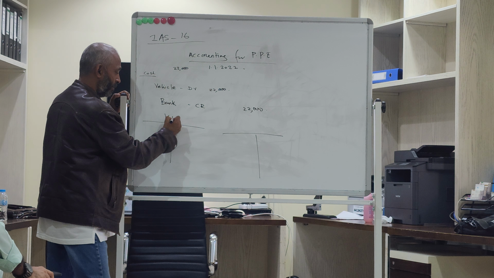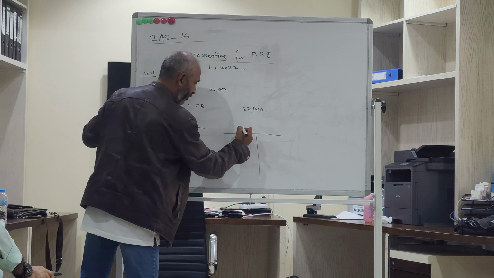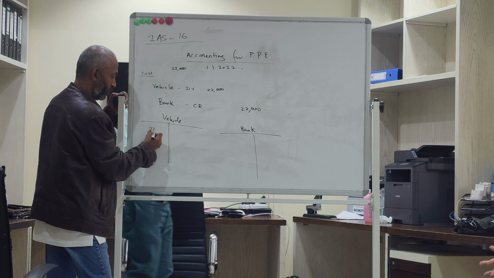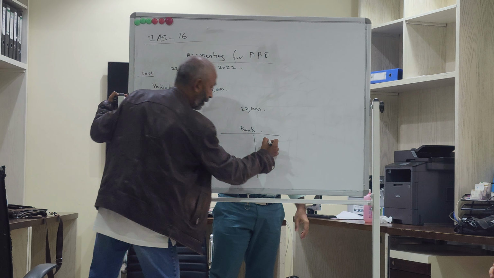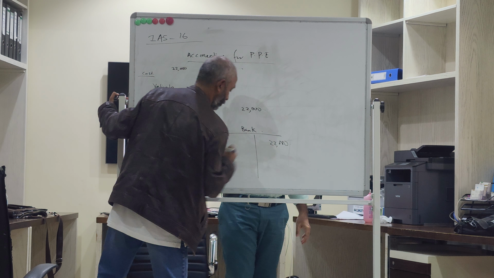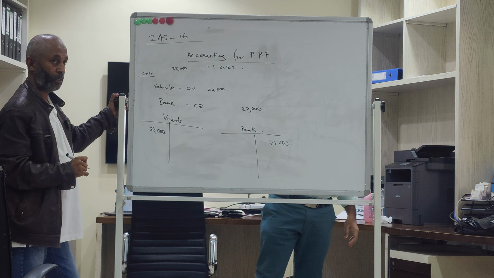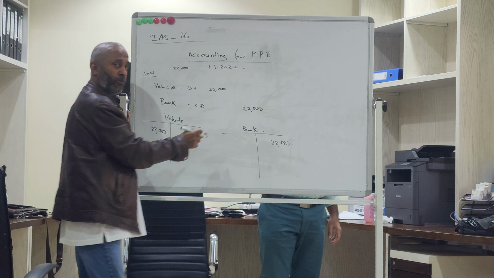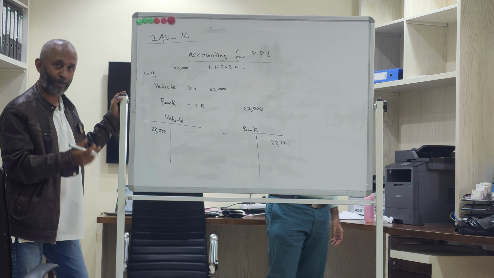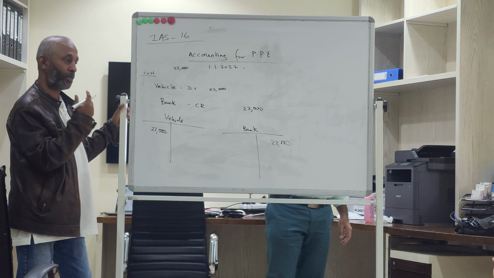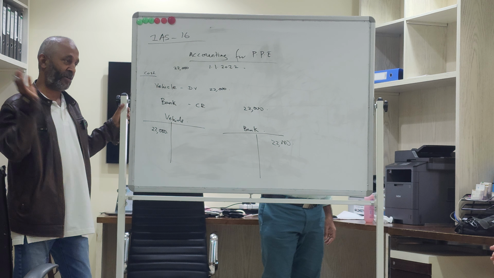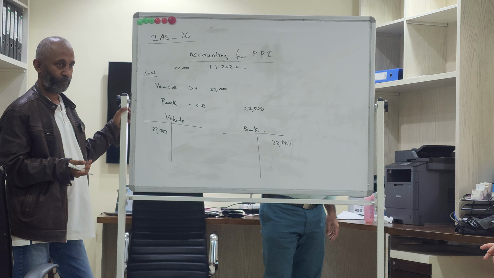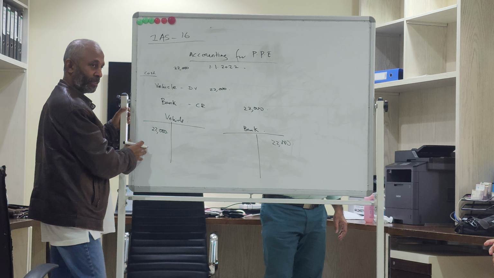If I had to show this in a T account, I have vehicle and then I have bank. I debit 22,000 and I credit 22,000. But suppose I buy on credit, this will go to any given party: payable, Abdul Ghani or Almana, First Finance, Al Jazeera Finance, whoever. Clear? So this is the first entry.